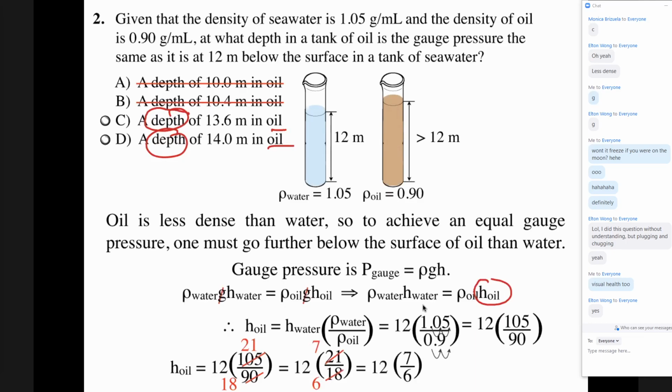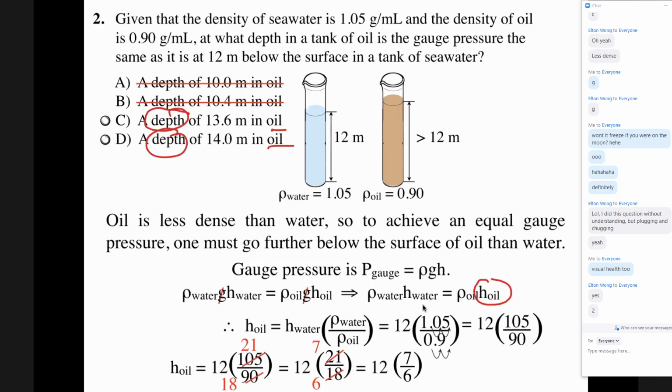And 7 is prime, so we're kind of stuck. What about 12 and 6? Perfect. 6 goes into 12 2 times. 2 times 7 is 14. Dang, that ended up not being so bad.